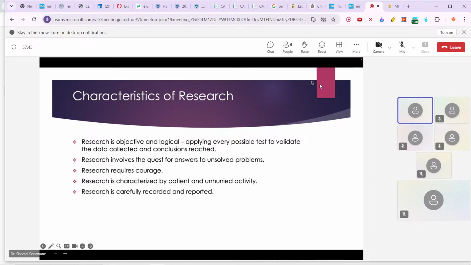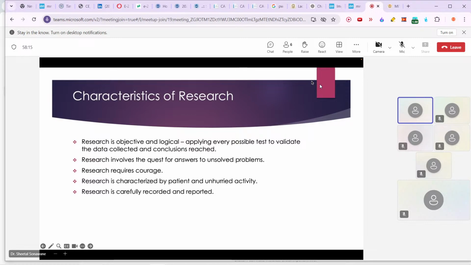Then research is characterized by patience. It is not a hurried activity, where I want to find a solution to a particular problem and I want to do it in 2 days. No, it's not like building a web page, right? You have to first apply your research components. You have to go through the research process. Otherwise, you will end up with failed research, right?